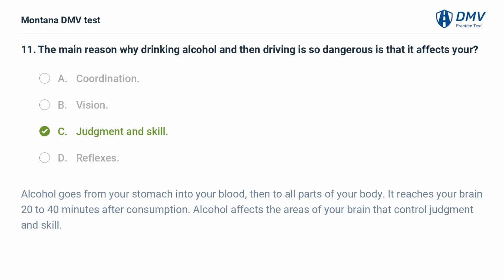Alcohol goes from your stomach into your blood, then to all parts of your body. It reaches your brain 20 to 40 minutes after consumption. Alcohol affects the areas of your brain that control judgment and skill.